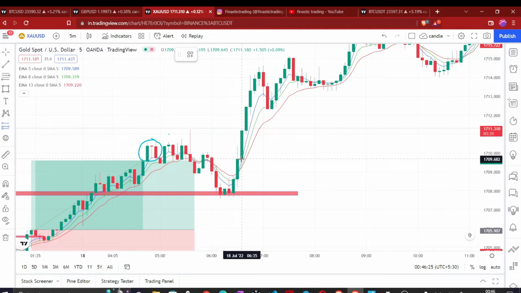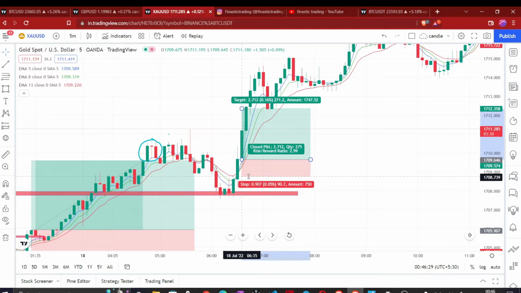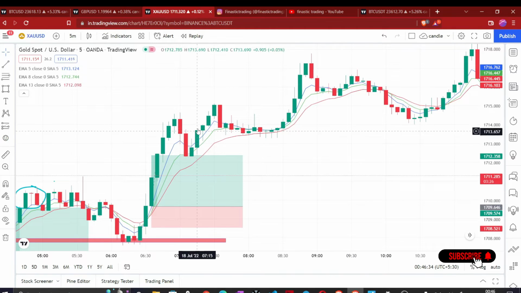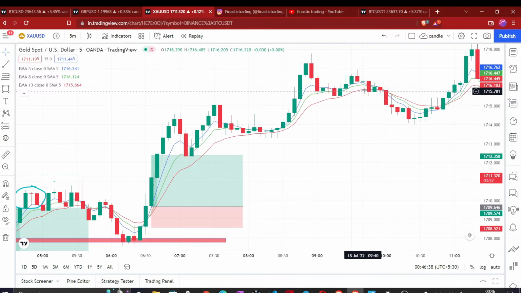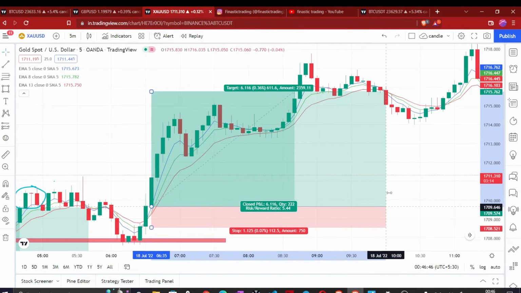We could have entered here. Our stop loss will be right below the candle. It could be here, and we keep riding the trade till the candle closes below the red EMA, which is 13 EMA. So we keep holding on to the trade till this level.